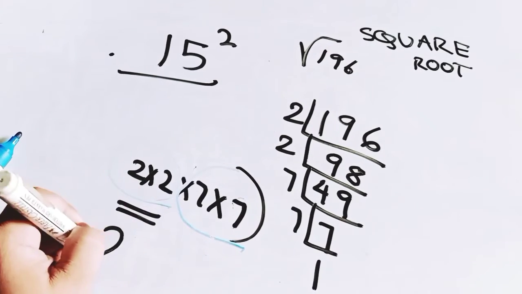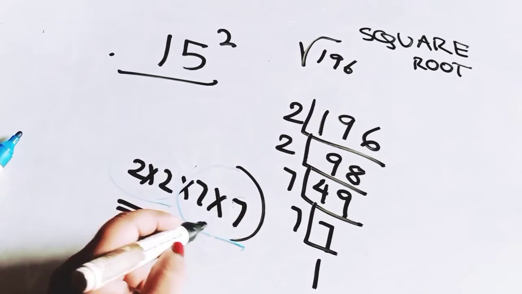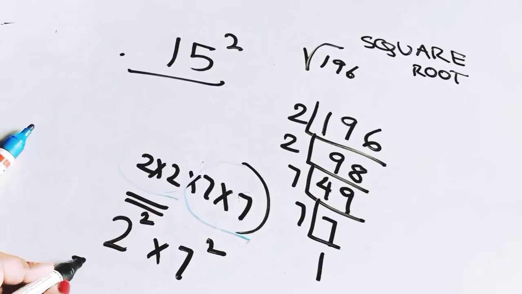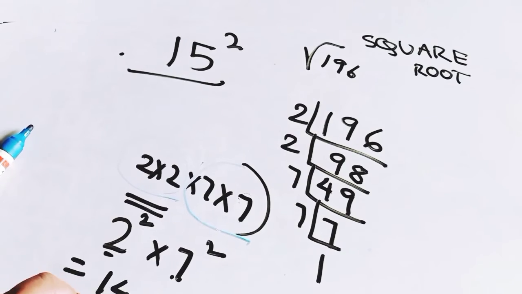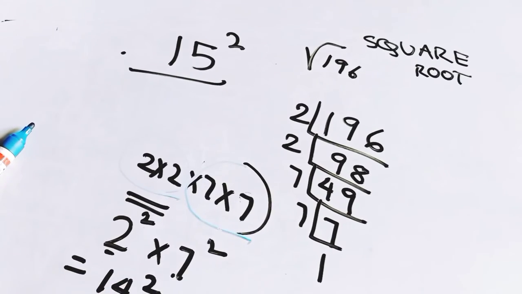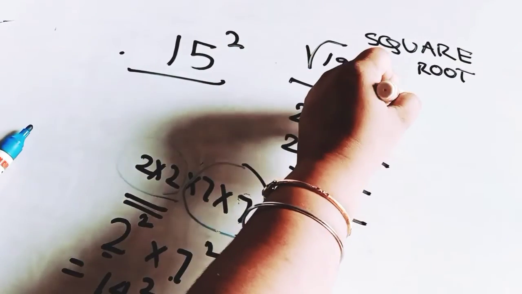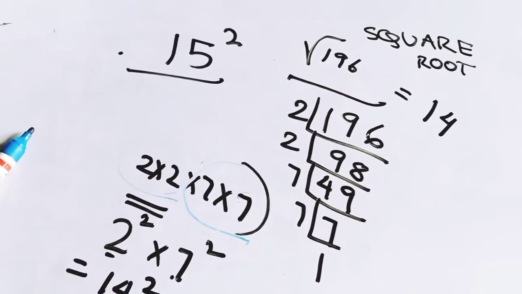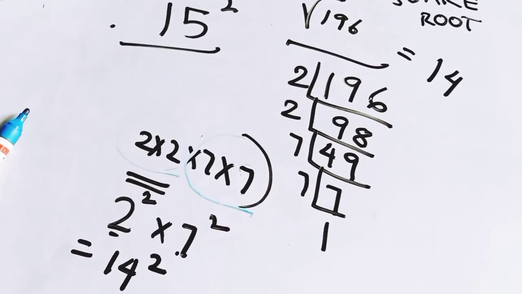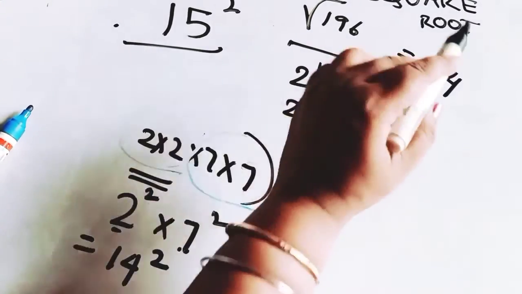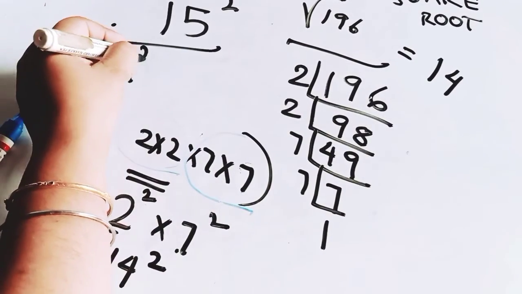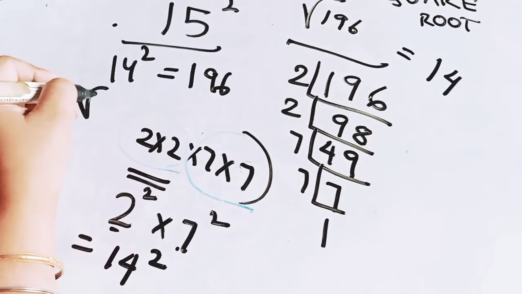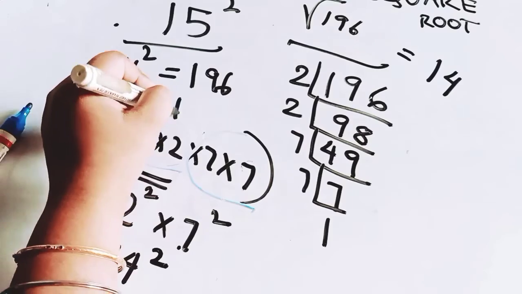So 2 into 2 means we know it's 2 square. 7 into 7 means 7 square. This can also be written as 2 into 7 means 14 square. Hence 196 can be written as 14 square. So from here we can write it is 14. That means 14 square is equal to 196 and square root of 196 is 14.